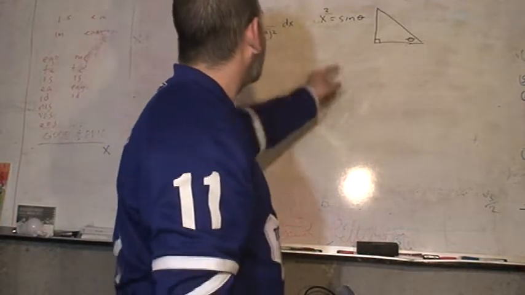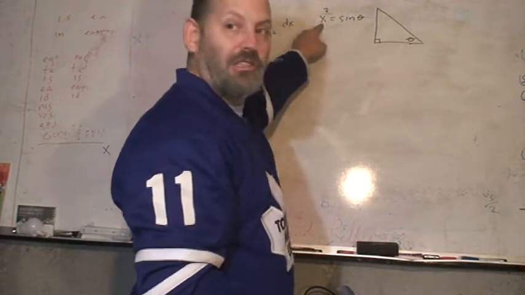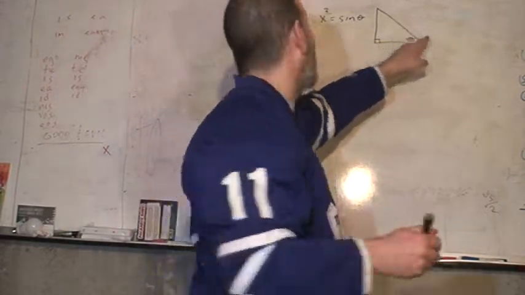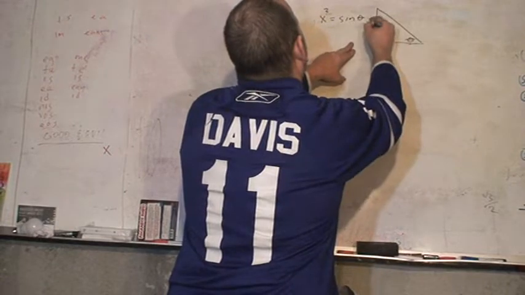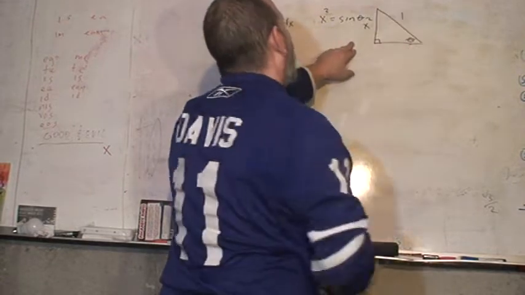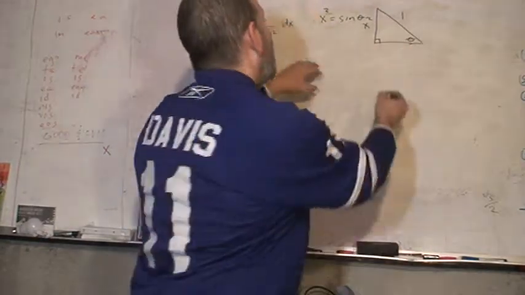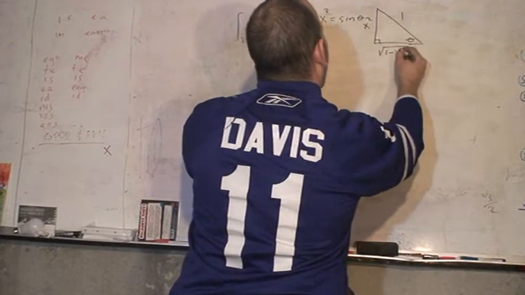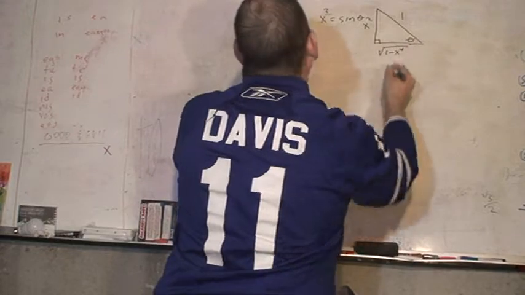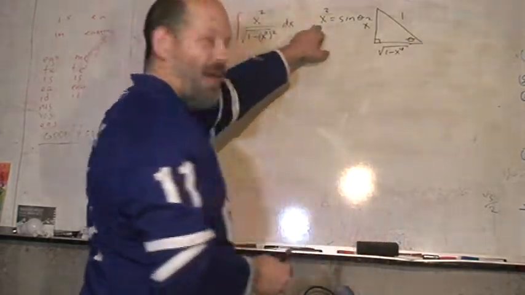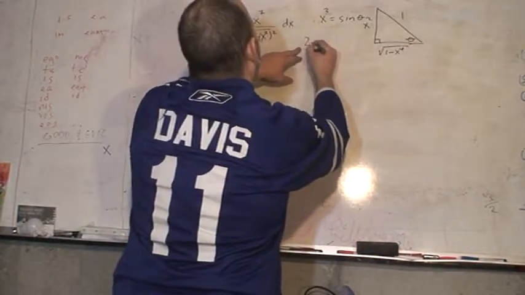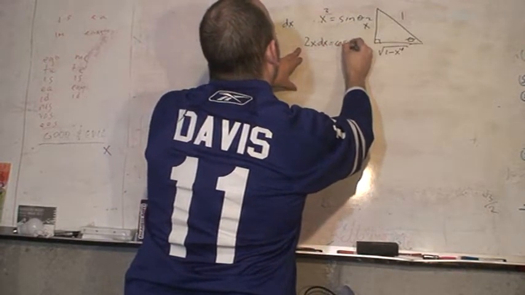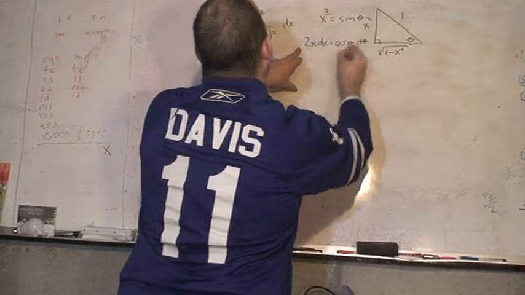So what we have here is sine theta is equal to x squared, which means opposite over hypotenuse equals x squared, which means opposite is x squared and your hypotenuse is 1, and that makes a whole shitload of sense. And you have here 1 over x squared squared, x to the 4th power. So now we have our x squared. We're going to take the derivative. 2x dx equals cos theta d theta.